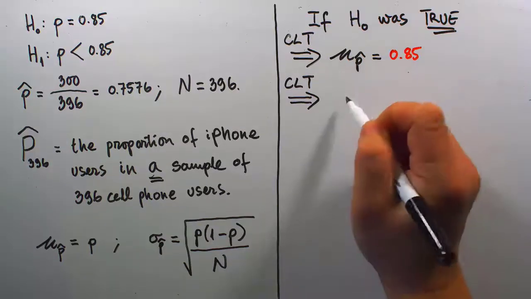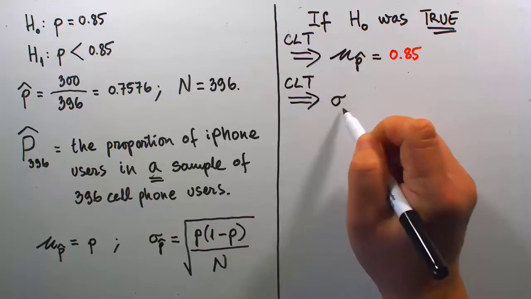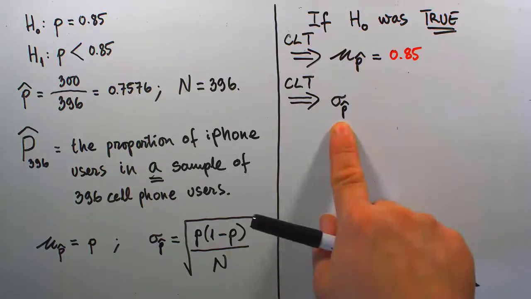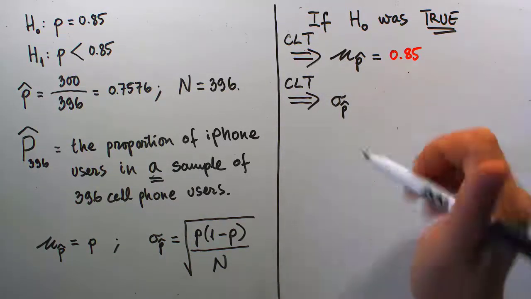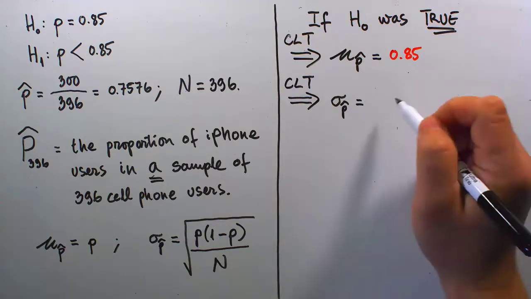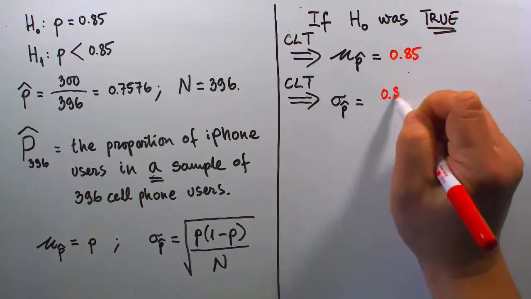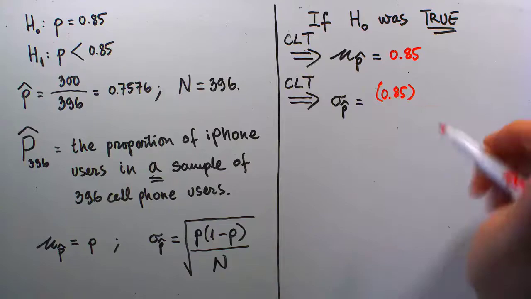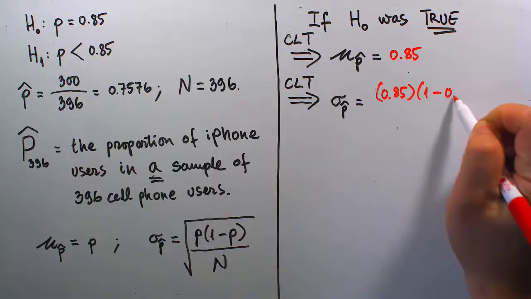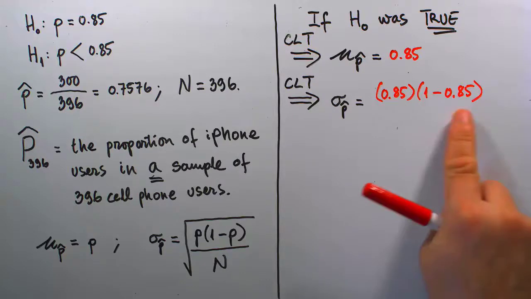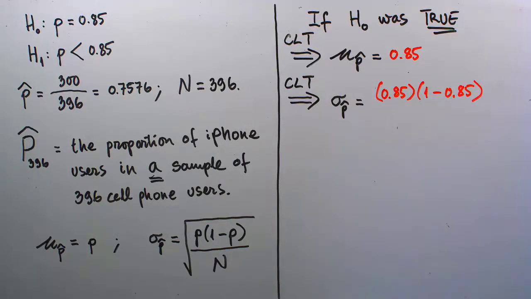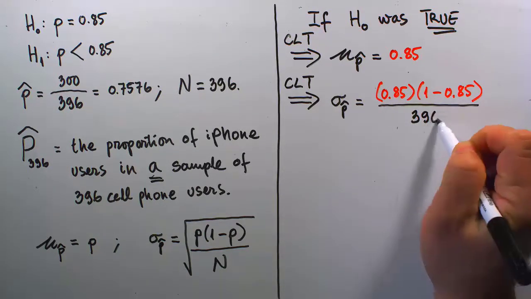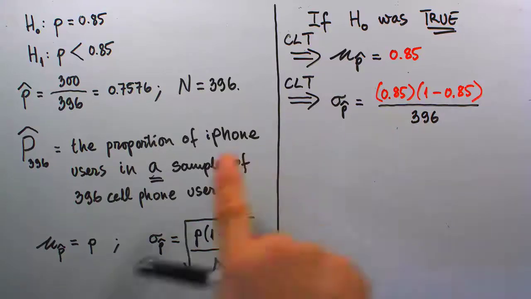our average spreading, or formally speaking, the standard deviation of all sample proportion values, the average spreading of all sample proportion values from the center here, will be calculated as 0.85, the currently accepted population proportion, multiplied with 1 minus 0.85, again the currently accepted population proportion, and divided by 396. This is the sample size that we are currently using in our sample.